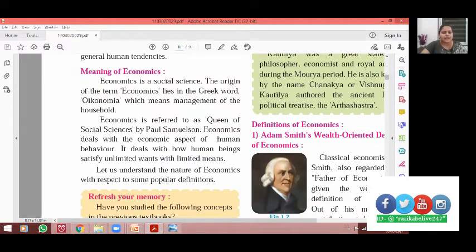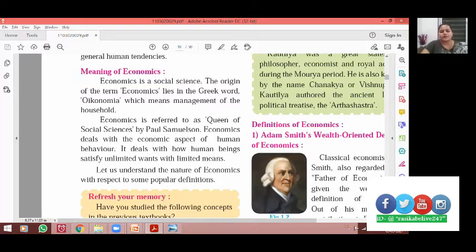Economics is a social science. The origin of the term economics lies in the Greek word oikonomia, which means management of the household. Economics is referred to as the Queen of Social Science by Paul Samuelson. Economics deals with the economic aspects of human behavior. It deals with how human beings satisfy unlimited wants with limited means. Let us understand the nature of economics with respect to some popular definitions.